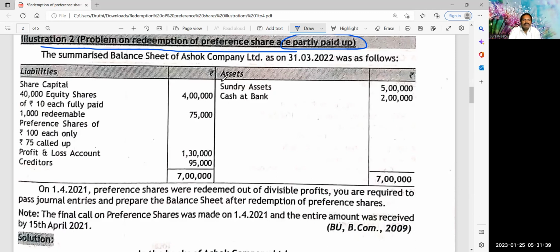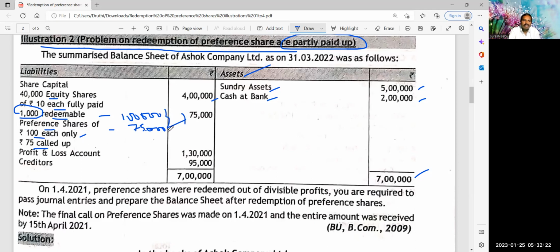Yes. On asset side, sundry assets, bank, 5 lakhs and 2 lakhs, total 7 lakhs. On liability side, see, share capital 40,000 equity shares of rupees 10 each, 4 lakh rupees. 1,000, this is important, 1,000 redeemable preference shares of 100 rupees each only. But 75 called up, see, 1,000 times 100 means 1 lakh, correct? Pay attention. 75 called means 75,000 only called up. So only they have recorded this year, 75%.